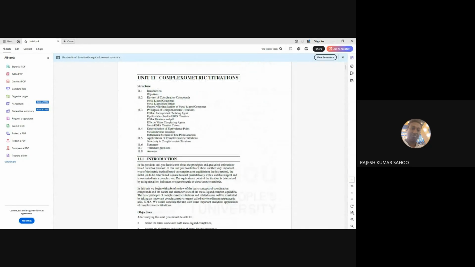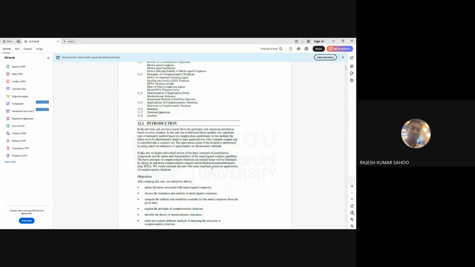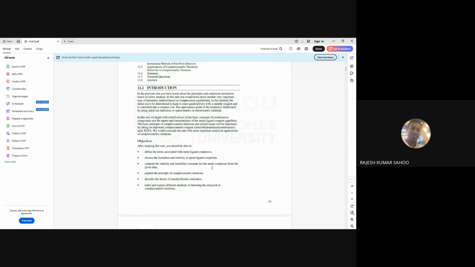Now you can see. Yes, you can see here. Complexometric titration means, as I've explained, that whenever you are doing titration, there will be a metal ligand complex formation, and this complex formation is an equilibrium reaction. The basic principle is that metal reacts with ligands to form a complex. For example, you can see here ethylene diamine tetraacetic acid, or EDTA, is a complexometric reagent.